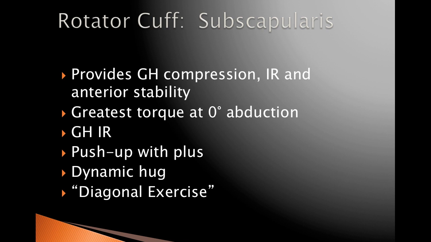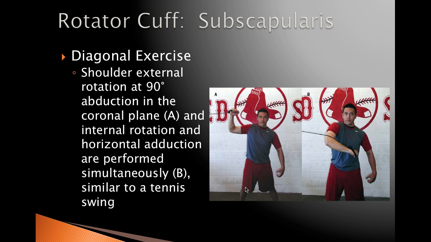To strengthen glenohumeral internal rotation, of course: push up with a plus, dynamic hug exercise, and the diagonal exercise. So let's go over those. This is a diagonal exercise. He's starting at 90-90, and then he's bringing his arm forward like he's swinging a tennis racket, down and across, with internal rotation and horizontal adduction. Not exactly how you swing a tennis racket, but similar.